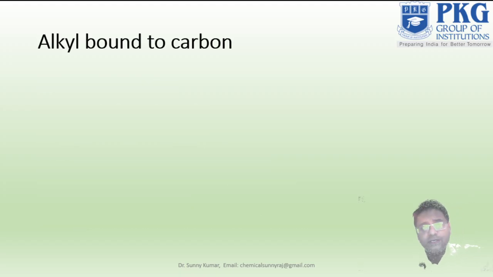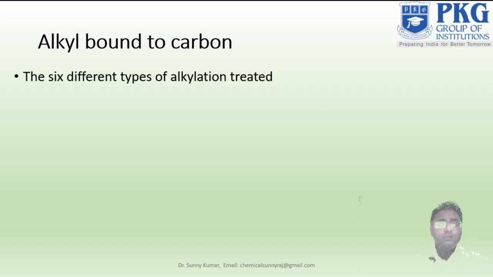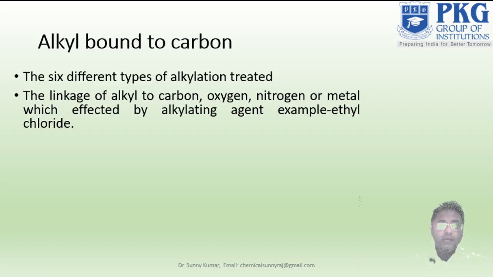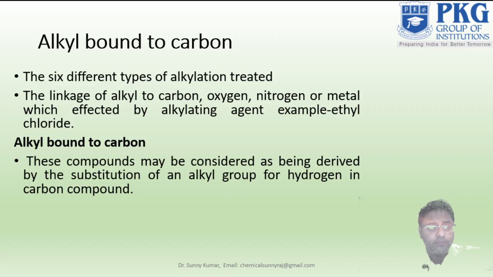Now we will discuss alkyl bound to carbon. We have already discussed that alkylation relates to the 6 types: the linkage of alkyl groups to carbon, oxygen, nitrogen or metal, which is effected by the alkylating agent, for example ethyl chloride. Now, alkyl bound to carbon.